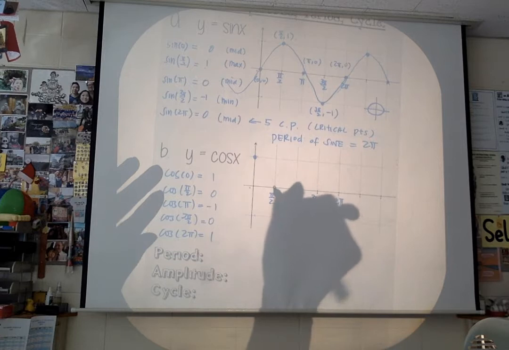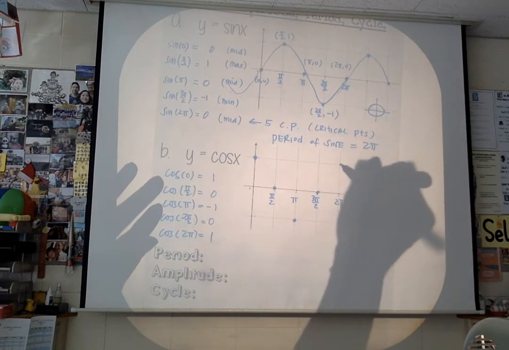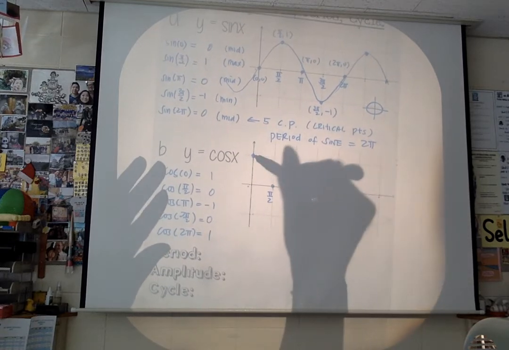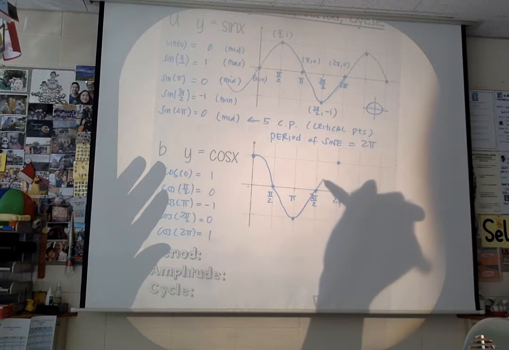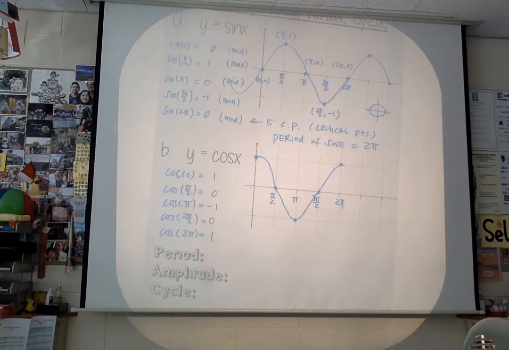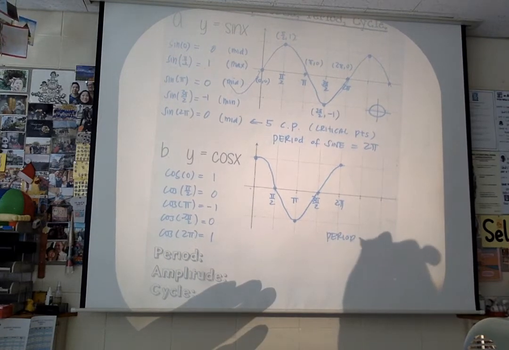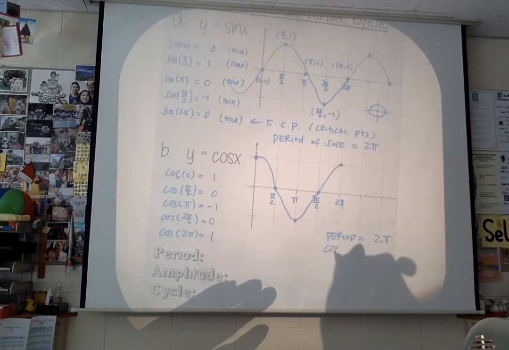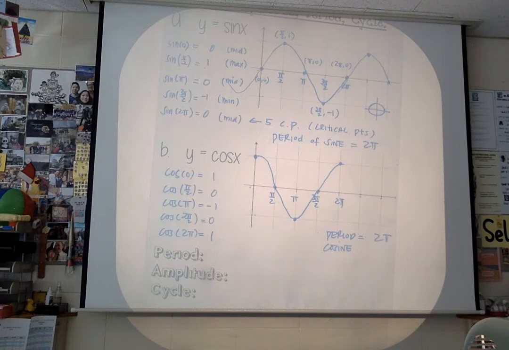Pi over 2 is going to be 0. Pi is going to be negative 1. 3 pi over 2 is 0, and we got this. So it looks like it starts at the highest point, goes back to 0, goes to the low, and goes back to max. This completes one cycle in one period. So the period of cosine is also 2 pi. One period is 2 pi long.